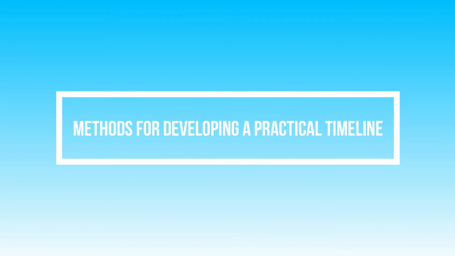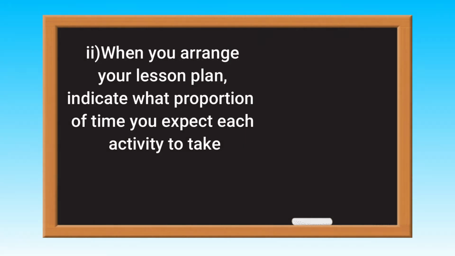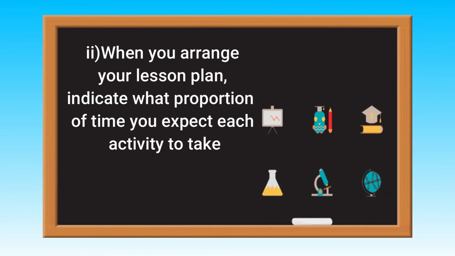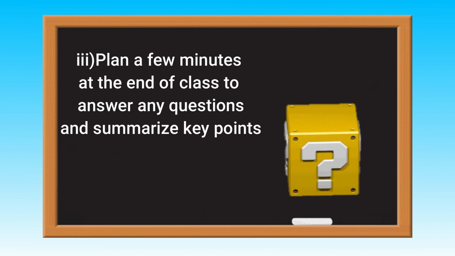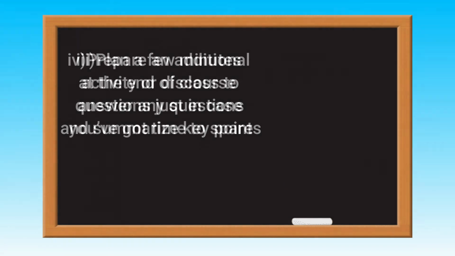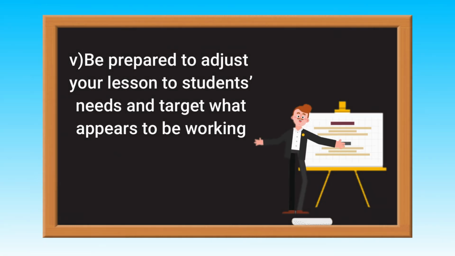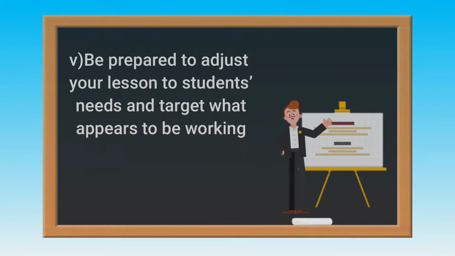Now let us know about the methods for developing a practical timeline. First, evaluate the amount of time each task will take. Then, schedule some extra time for each task. Second, when you arrange your lesson plan, indicate what proportion of time you expect each activity to take. Third, plan a few minutes at the end of the class to answer any questions and summarize key points. Fourth, prepare an additional activity or discussion question just in case you have time to spare. Fifth, be prepared to adjust your lesson to students' needs and target what appears to be working.